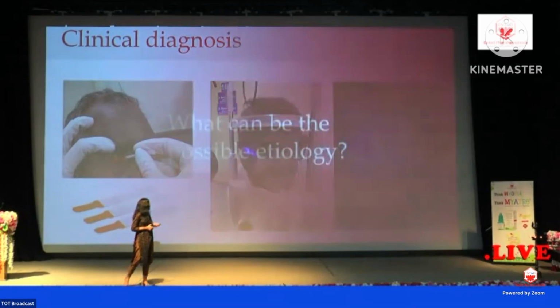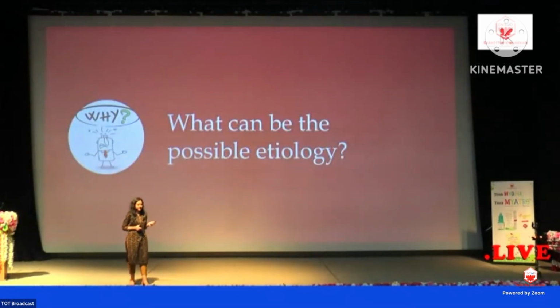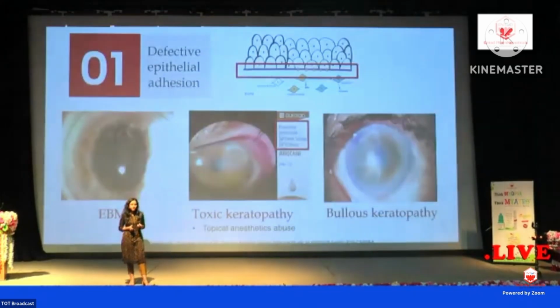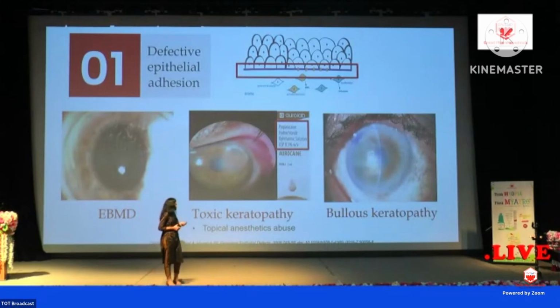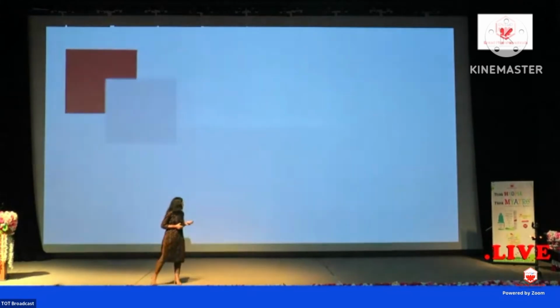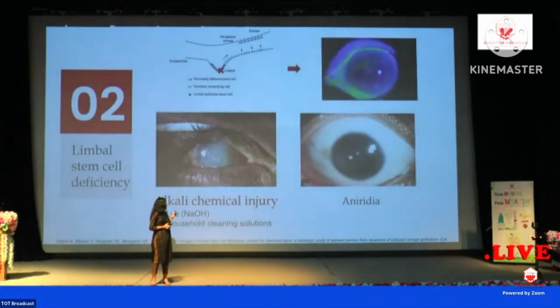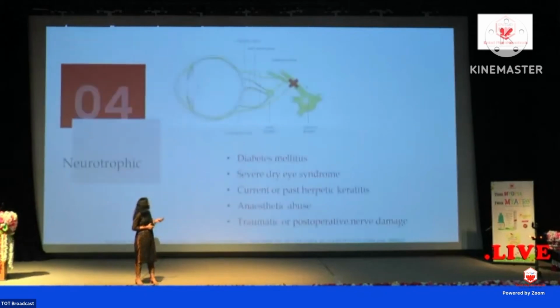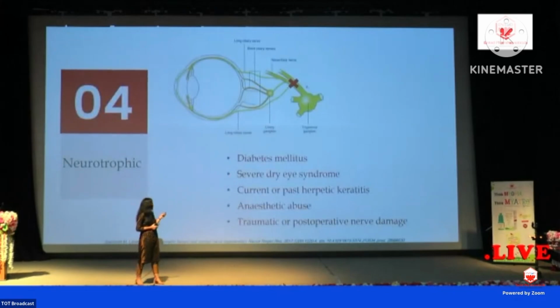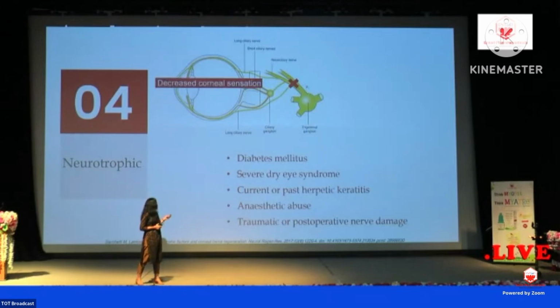So once you have diagnosed it, find out why it did not heal. It may be due to an adhesion defect such as EBMD, or toxic or bullous keratopathy, or a limbal stem cell deficiency as occurs in an alkaline injury or aniridia, or an inflammatory condition leading to delayed wound healing. Also, don't forget to rule out local or systemic damage to the trigeminal nerve or ganglia, leading to corneal sensation loss and a neurotrophic PED.